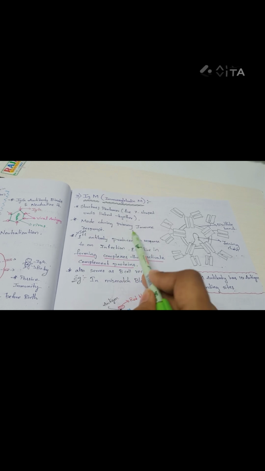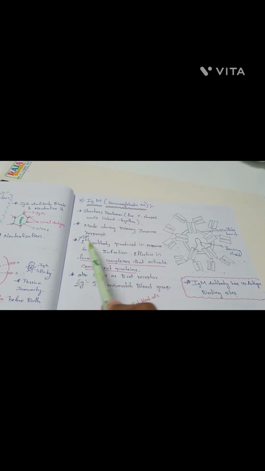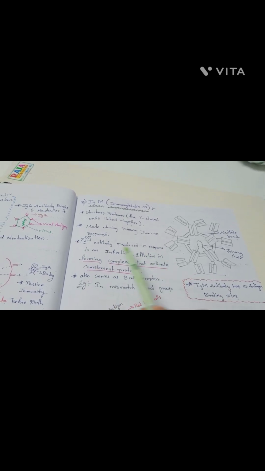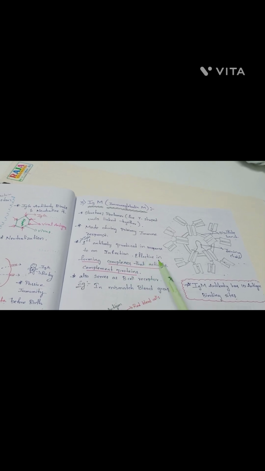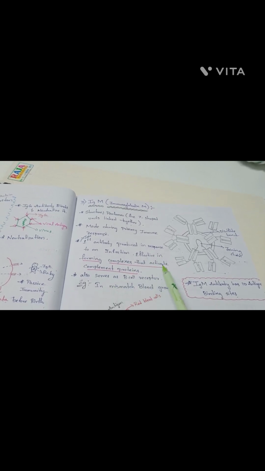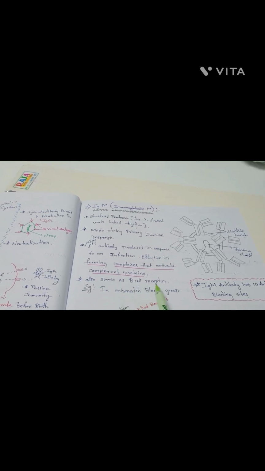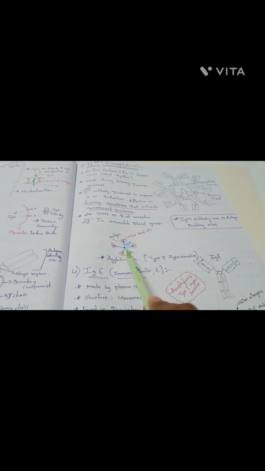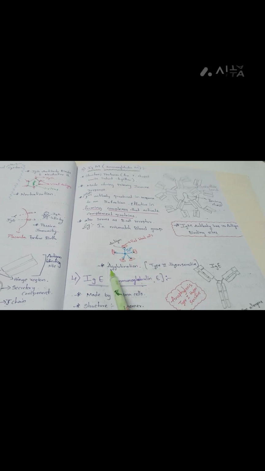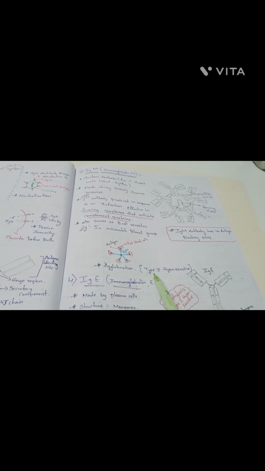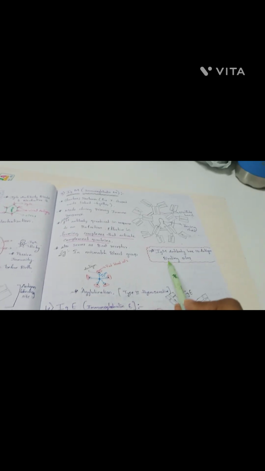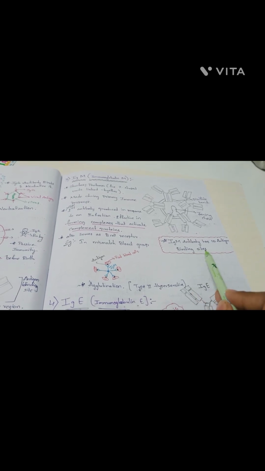IgM is made during the primary response. It is the first antibody produced in response to an infection and is effective in forming complexes that activate complement proteins. IgM also serves as a B cell receptor. As you can see in this mismatched blood group, the IgM antibody binds to the antigens of the red blood cells and agglutination occurs. This is type 2 hypersensitivity. IgM antibody has 10 antigen binding sites.